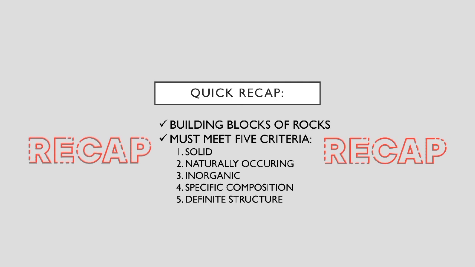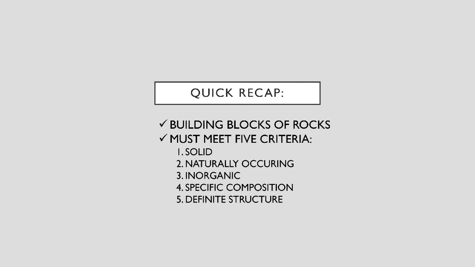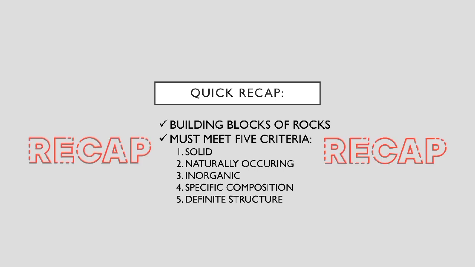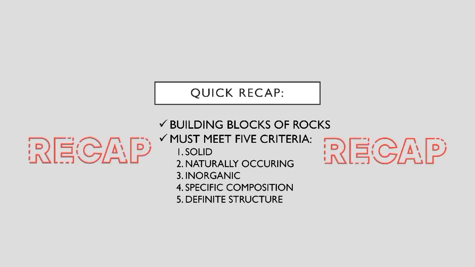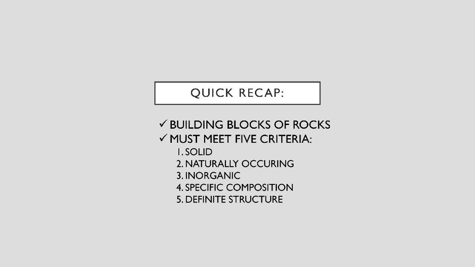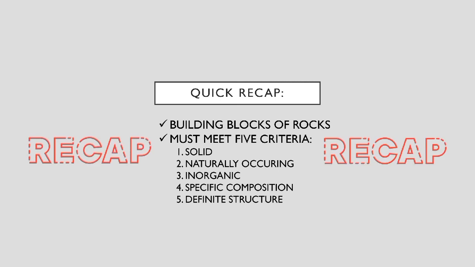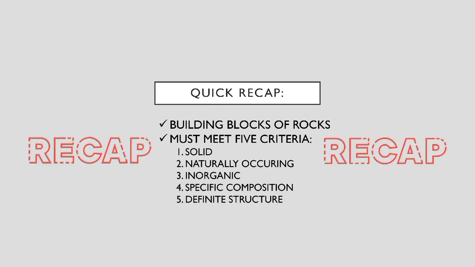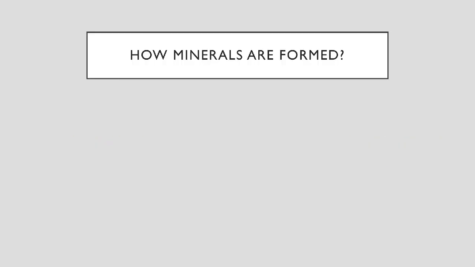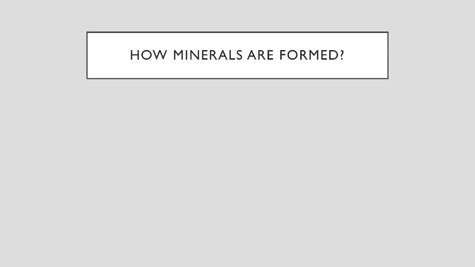Let's make a quick recap before we proceed to our last topic. First thing we talked about was how minerals are the building blocks of rocks. And second, to be considered a mineral, it must meet our 5 criteria. It must be a solid, it must be naturally occurring, it must be inorganic, it must have a specific composition, and finally, it must have a definite structure. So earlier, we looked at the basic requirements that minerals must meet to be classified as minerals. But how are minerals even formed?